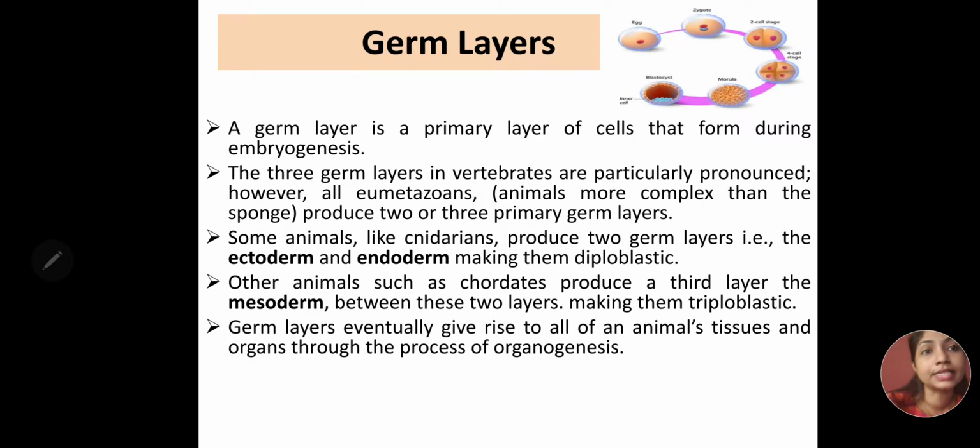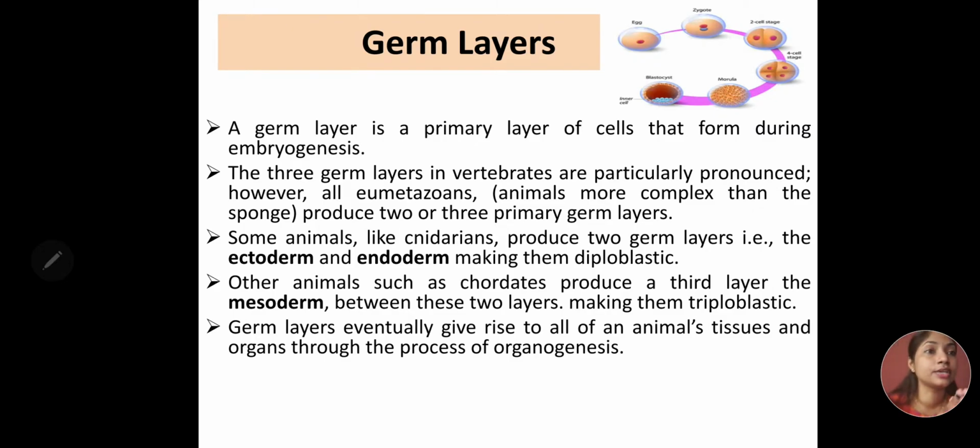So what is germ layer? Germ layer is a primary layer of cells that formed during embryogenesis. So what is embryogenesis? During the development of the zygote, it undergoes various stages. So the embryo is being formed. That is what is known as embryogenesis.